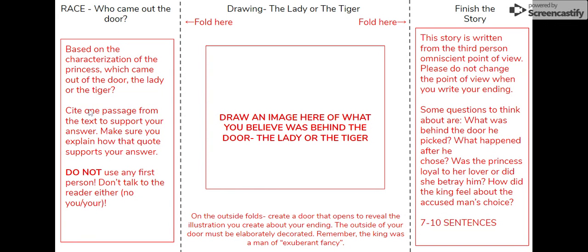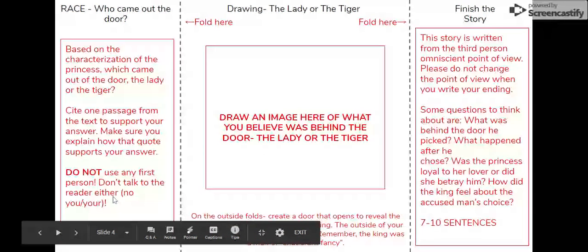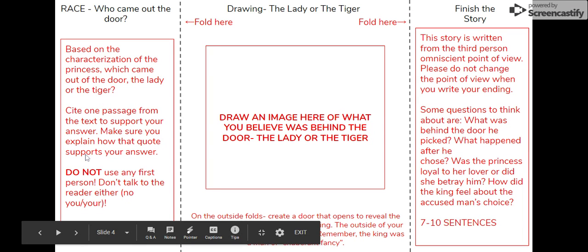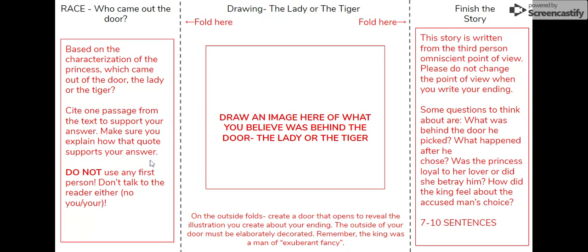And make sure you get one passage from the text. So one quote, one line from the text, something that was said in the text that supports your answer that is either the lady or the tiger behind the door. So your RACE response is going to go on the left-hand side here. It should be around 3 to 5 sentences. Make sure that you do have a passage from the text and make sure that you explain how that quote from the text supports your answer.